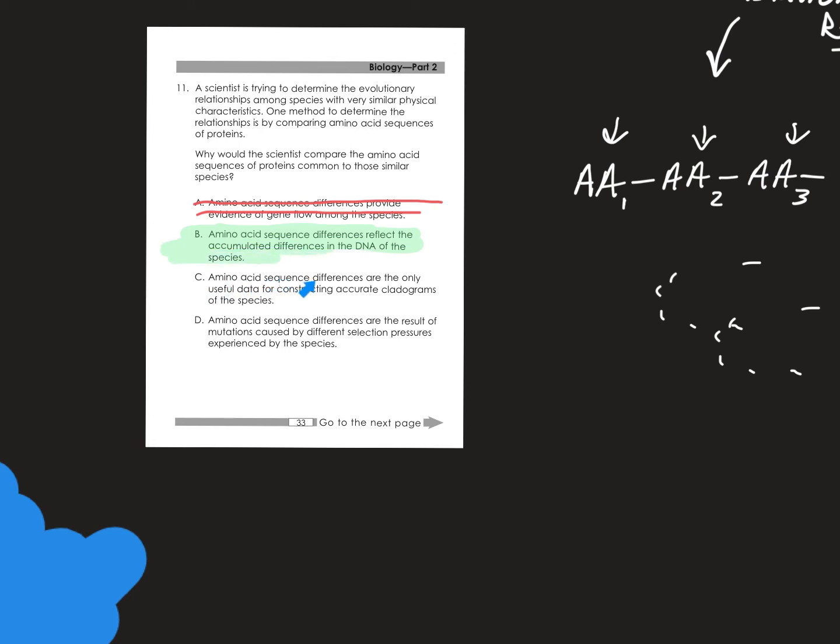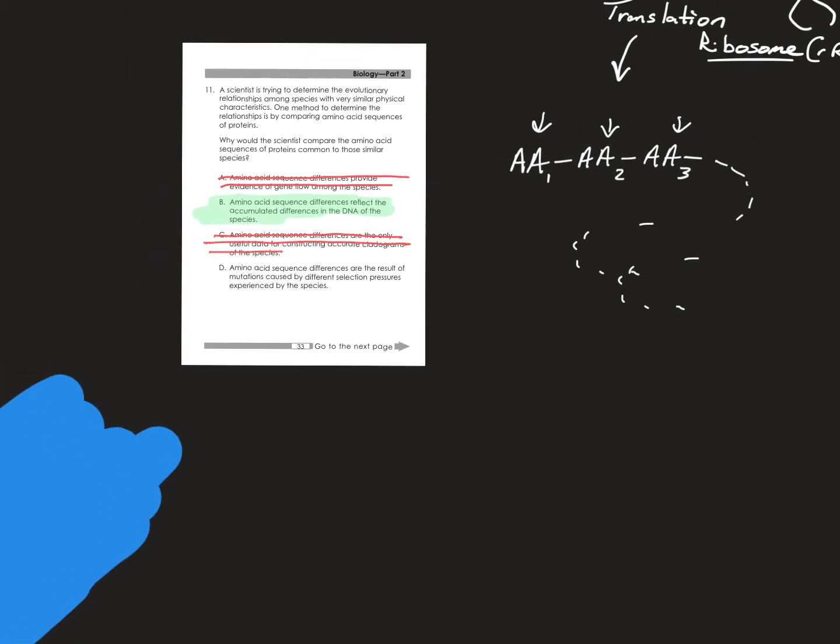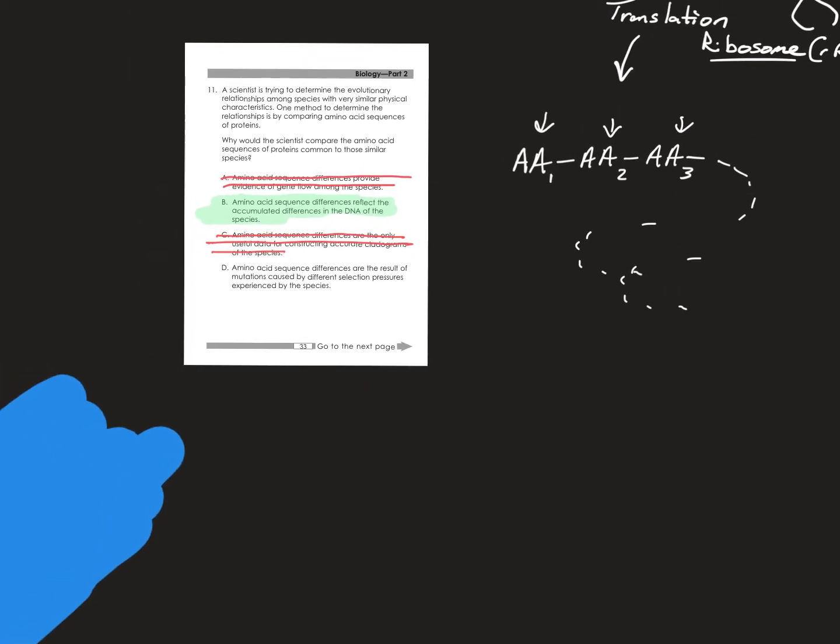Amino acid sequence differences are the only useful data for constructing accurate cladograms of a species. Well, we know that's not true. We can use gene sequences. We can use structures. We can use the fossil records. We could use behavior. We can choose their diet. So there's all kinds of data that we can compare and look at similarities and differences and that suggest to us how closely related they are evolutionarily. Things they inherited from an ancestor.